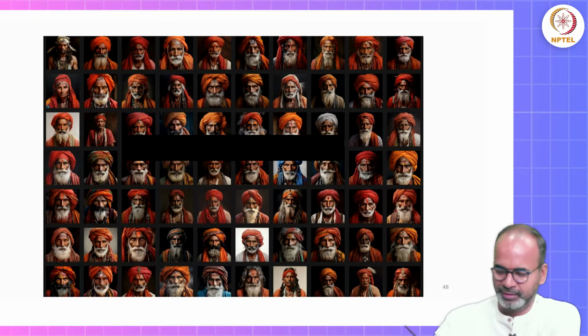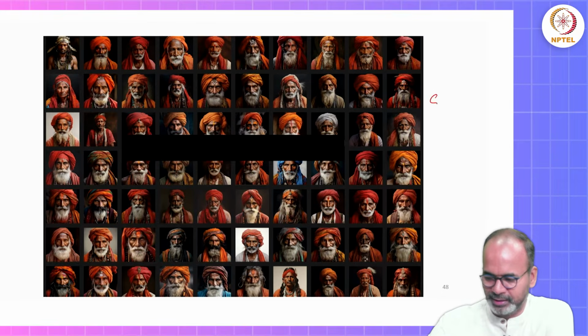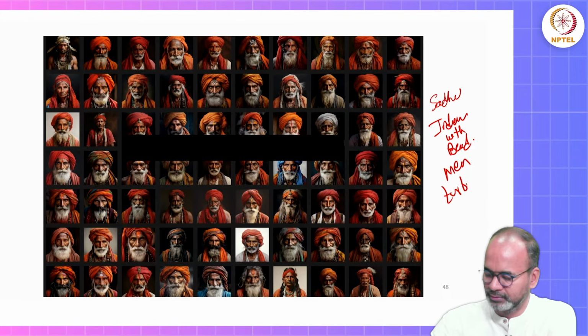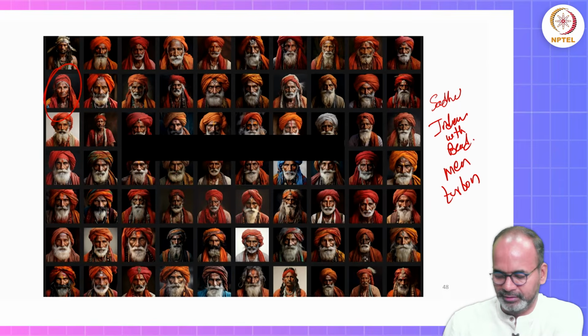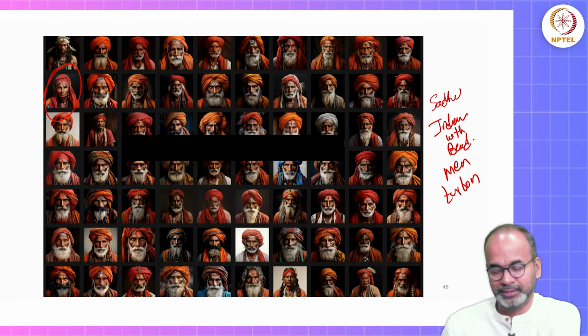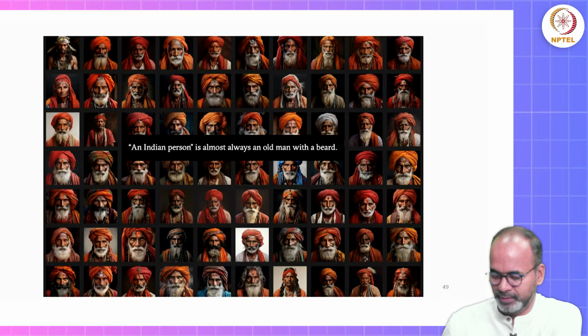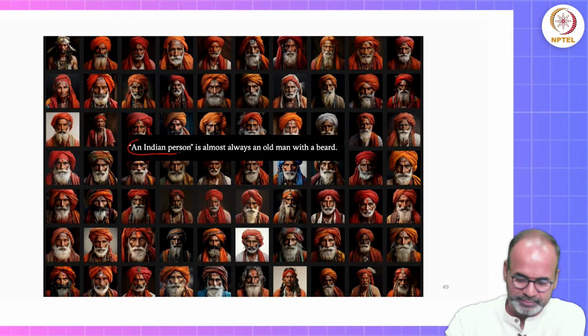Interestingly, in many sessions that I've done, people would say sadhu, Indian, with beard, men, turban. So all of that I've seen people say, but just to highlight, there's a woman here also. These are the kinds of prompts that people have suggested before. But interestingly, the prompt that was given was an Indian person.